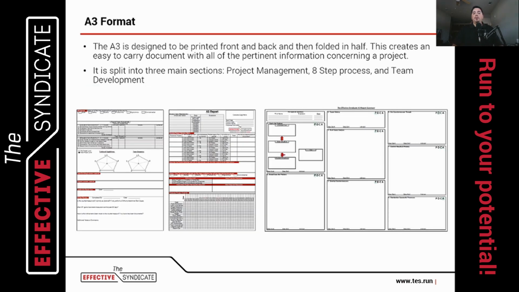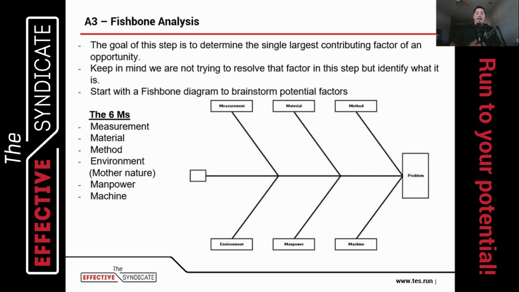Here's our A3 format, and we have a module on this where we go into more detail about how this works, but essentially the A3 format, split into 3 main sections, covers project management, the 8-step process itself, and team development. As part of that A3, we have 2 more tools here. So the first one here is a fishbone analysis. The goal of this is to determine the single largest contributing factor of an opportunity. We want to look at the 6 M's, which are measurement, material, method, environment or mother nature, manpower, and machine.